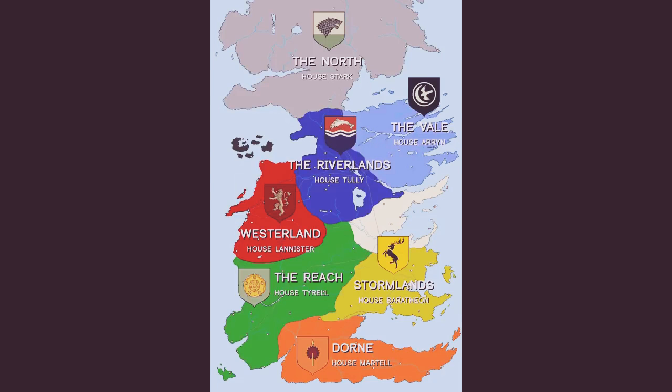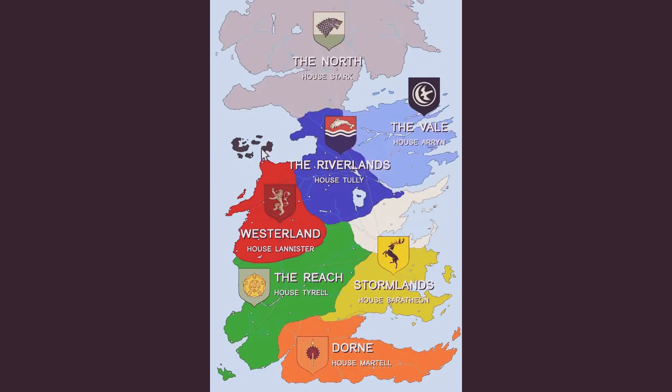However, in each kingdom, there is now a noble family called a house that is in charge of that area. We have House Stark in the north, House Tully in the Riverlands, House Arryn in the Vale, House Baratheon in the Stormlands, House Lannister in Westerland, House Tyrell in the Reach, and House Martell in Dorne.